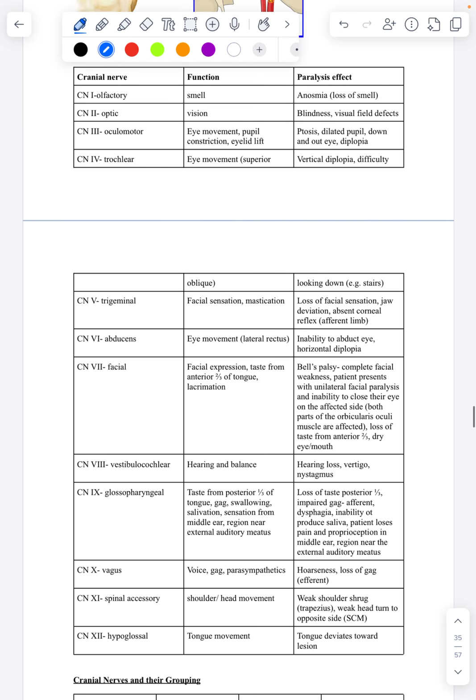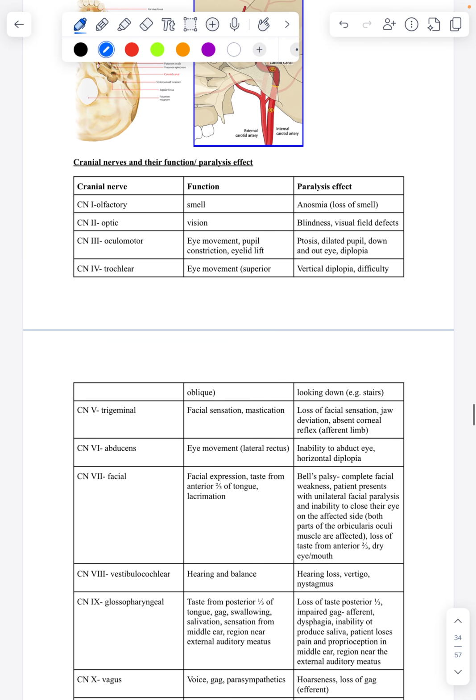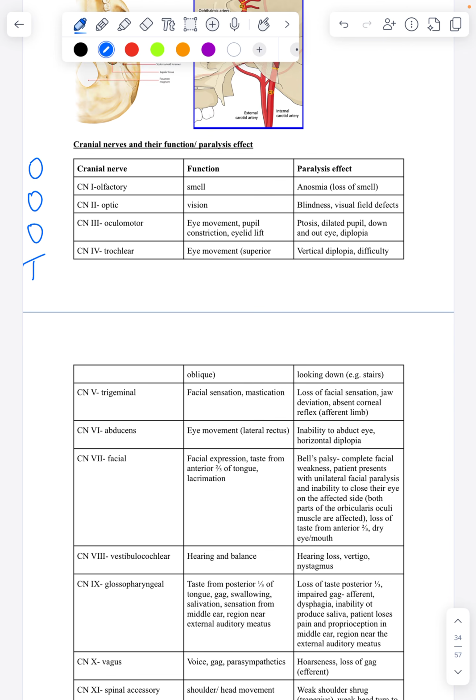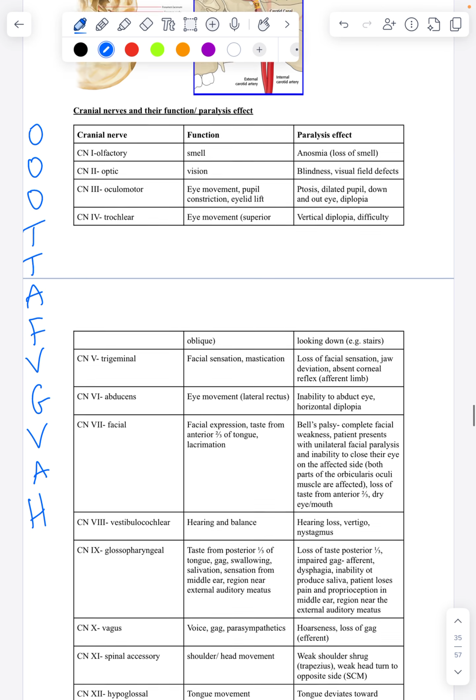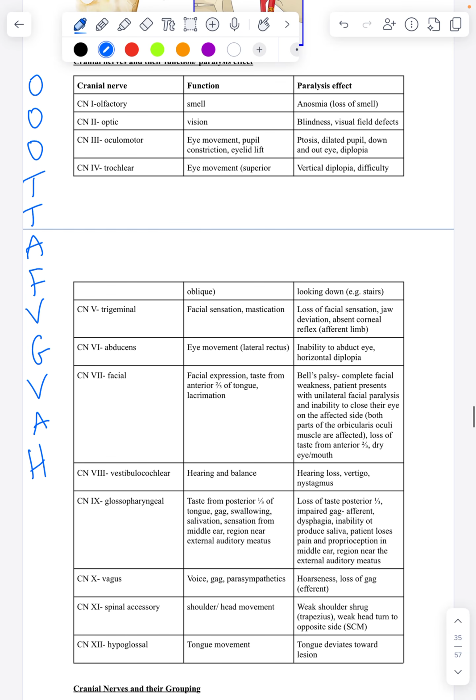So, to remember the cranial nerves, also this was lab stuff, but if you remember, oh, to touch and feel very good vaginal, then you go AH. So again, I didn't make this dirty mnemonic. It was my undergrad human phys professor, but that's how I remember them. So olfactory, optic, oculomotor, trochlear, trigeminal, abducens, facial, vestibulocochlear, glossopharyngeal, vagus, accessory or spinal accessory, and then hypoglossal.